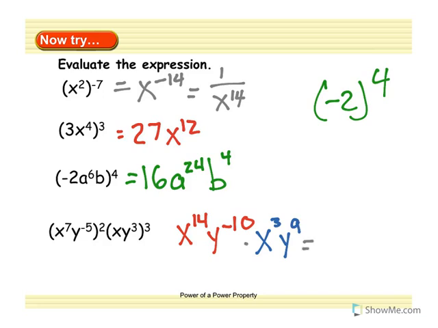Well, x to the 14th times x cubed is x to the 17th. Y to the negative 10 times y to the 9th is y to the negative 1st. Let's go a little bit further and express this as a fraction where y to the 1st gets dropped to the denominator.